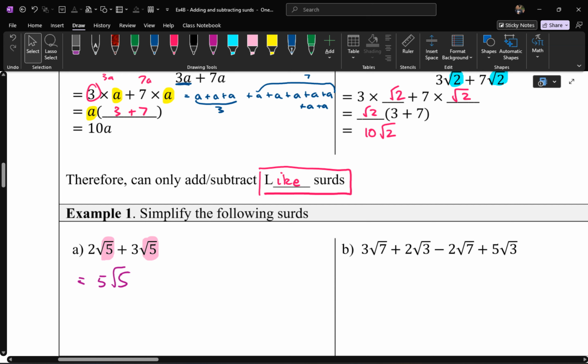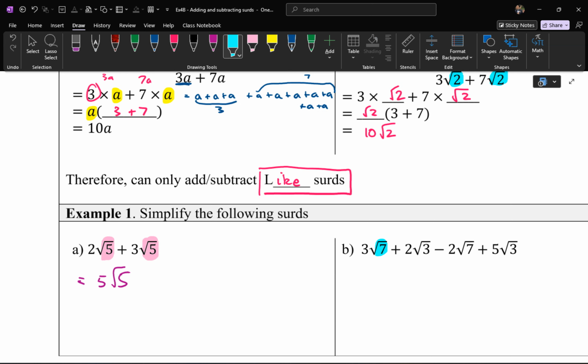Let's look at B. Can you see in B, I have 2 different types of surds. I've got a root 7, which I don't know, but I also have another root 7 over here that I don't know. Those 2 are like surds. Root 3 I don't know, but I know it's different to root 7. So these root 3s are like surds. If you treat them like letters or like pronumerals the way you did with algebra, you can call it like 3a plus 2b minus 2a plus 5b. That might make your life a bit easier, because it's the same idea. We just don't know what a's are and we don't know what b's are. We don't know what root 3 is and we don't know what root 7 is.